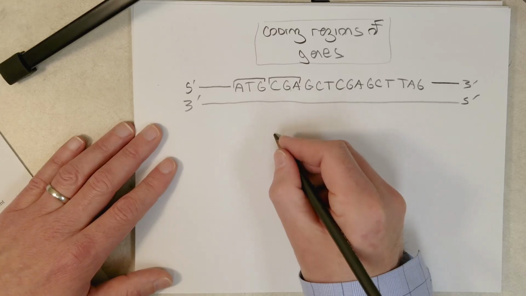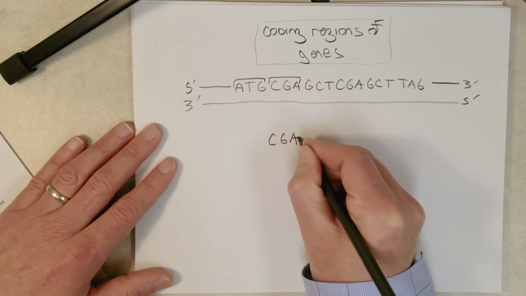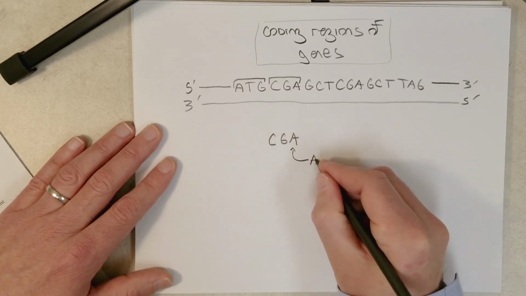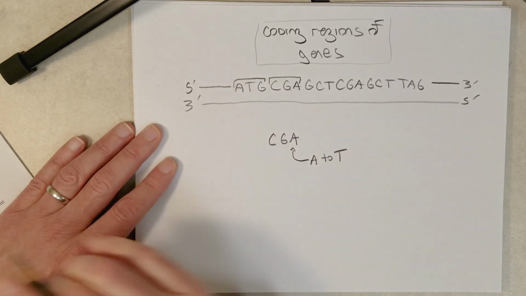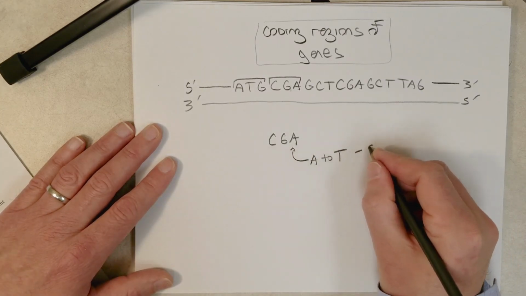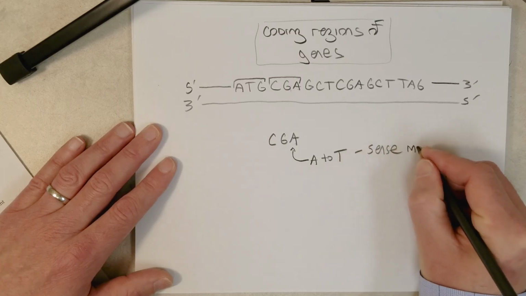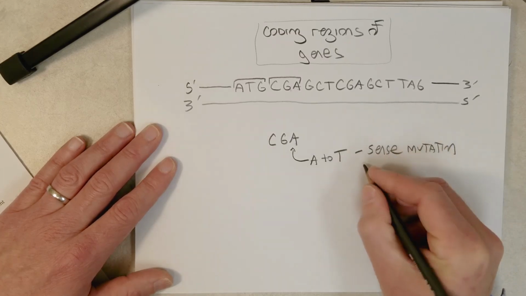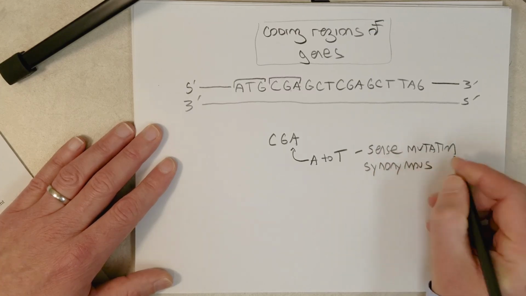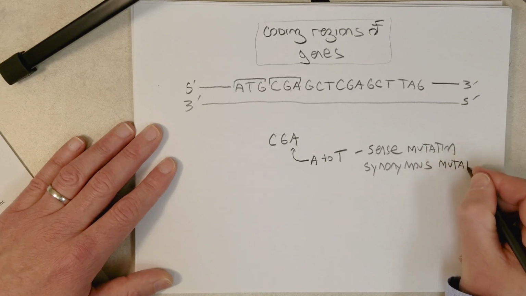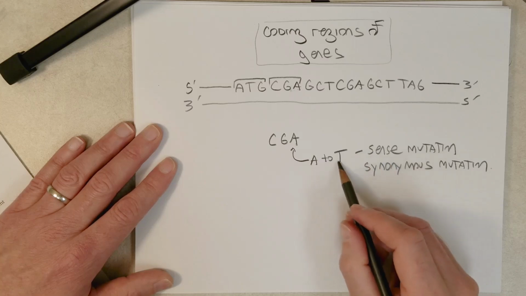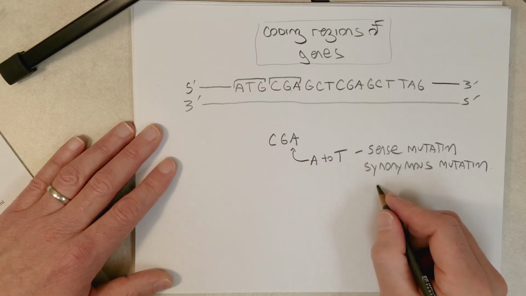So CGA. Let's say there's a mutation that changes this A to T. So a point mutation at this point right here, A to T. So what happens? We're going to call that a sense mutation. We can also call it a synonymous mutation. Two terms mean the same thing, sense mutation and synonymous mutation. Why can we call those? Why is this a sense mutation and a synonymous mutation?